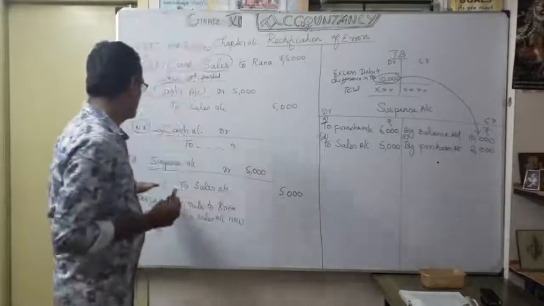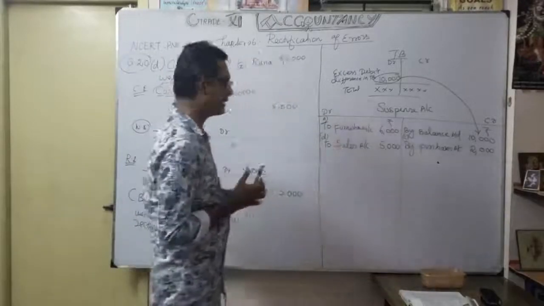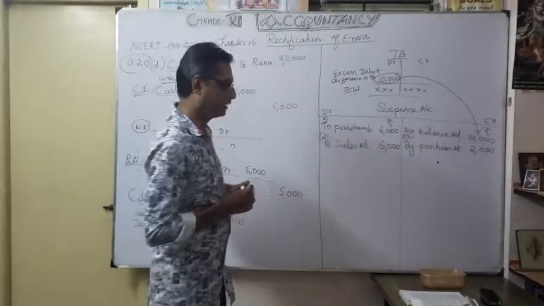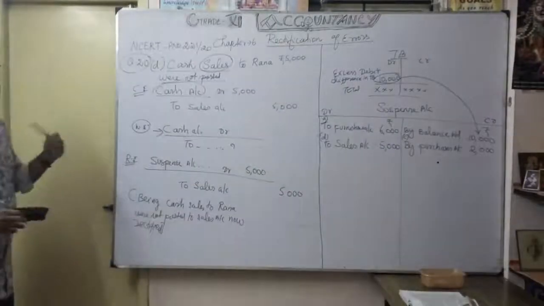So definitely it will disagree the trial balance. Okay. So now you understood this here as a suspense account. You can make the posting as a suspense account. You open to sales account 5,000. Okay. Now let's see the next one. You understood now. Okay. So next I'm going to see the next transaction.